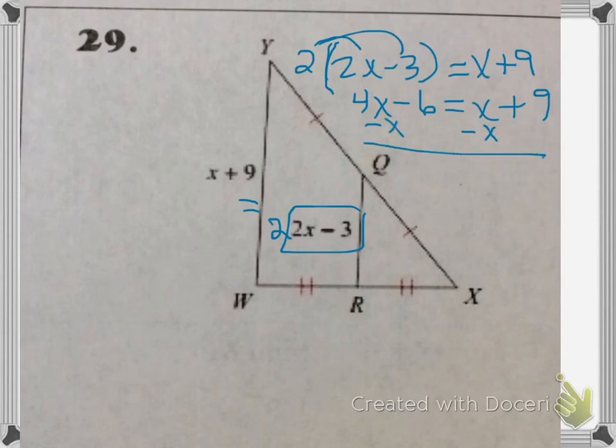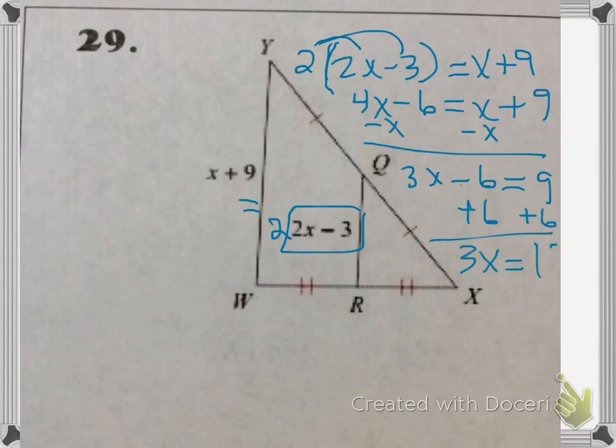So I'm going to subtract that x over from the one side to the side where I had more x's. So 4x minus x is 3x. So I have 3x minus 6 equals 9. I'm going to add the 6 to the other side. So I get 3x equals 15. Divide both sides by 3. And x equals 5 for my answer. So it took a little bit of algebra to do it, but it really wasn't super rough. It was okay.